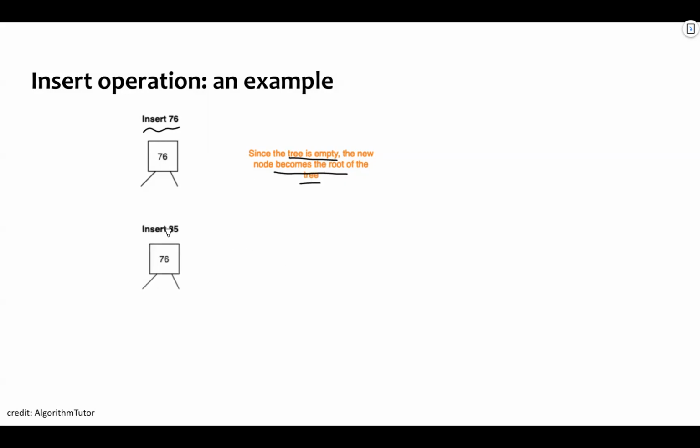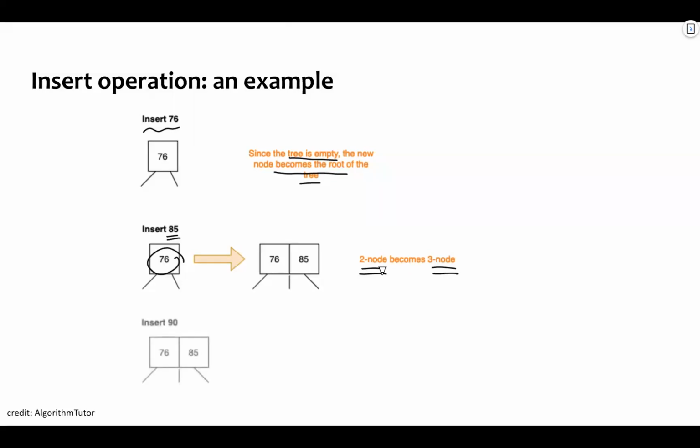And let's say we want to insert 85. And because this is the bottom node, we are going to add this 85 to this node. And 2 node becomes 3 node. So as you can see here, the insertion always takes place on the bottom level. And let's say we want to insert 90, then it's going to create a 4 node from 3 node.